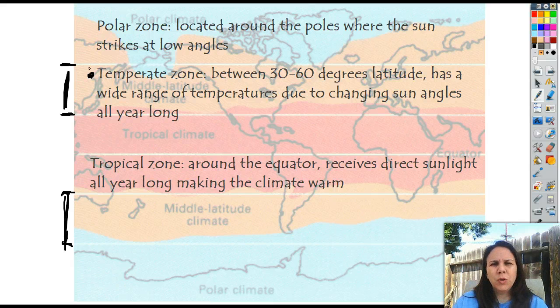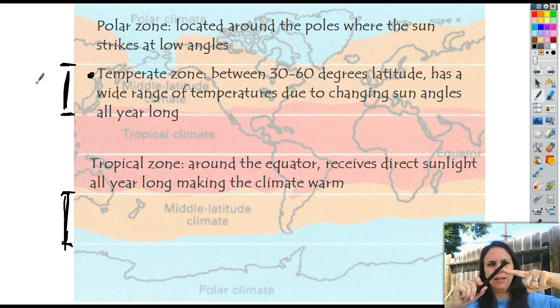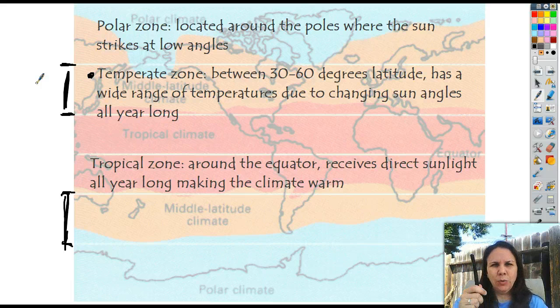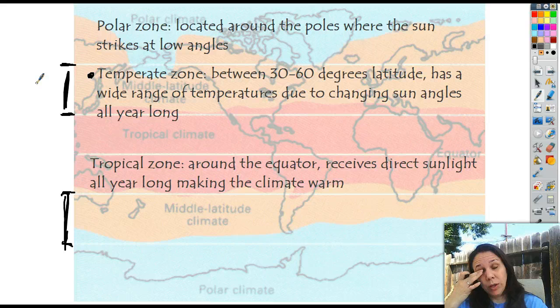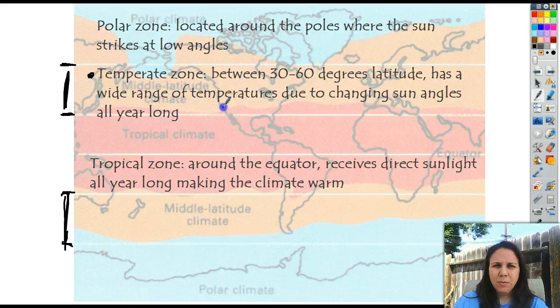So the temperate zone is between 30 and 60 degrees latitude, and it has a wide range of temperatures due to the fact that sometimes it's facing the sun and sometimes it's not facing the sun. So depending on where it's at in relation to the sun, the temperate zone can be really, really cold, or it can be really, really hot. Not as hot as down here, but it can still. We get pretty toasty, 120 degrees in Barstow. That's toasty enough. But we can also get negative 20 degrees up here near the Great Lakes. So the temperate zone is kind of in between. It's in between really cold and really hot, although it can have extremes in either direction.